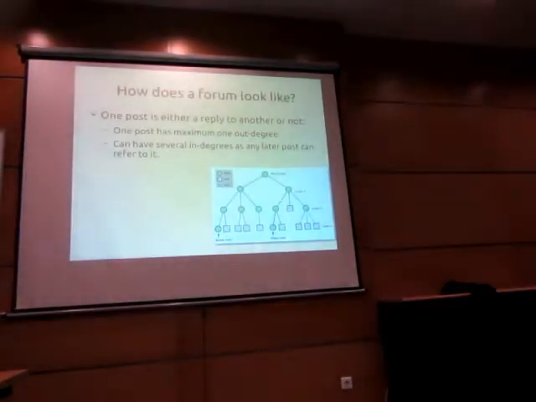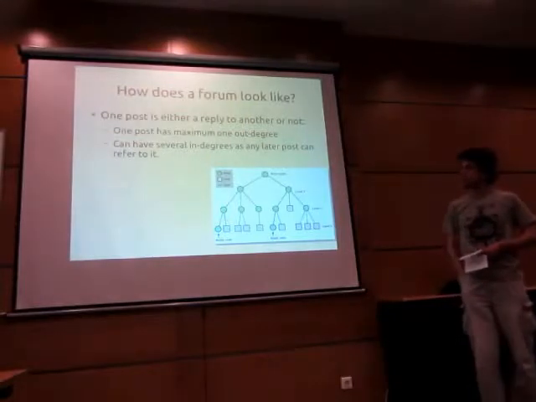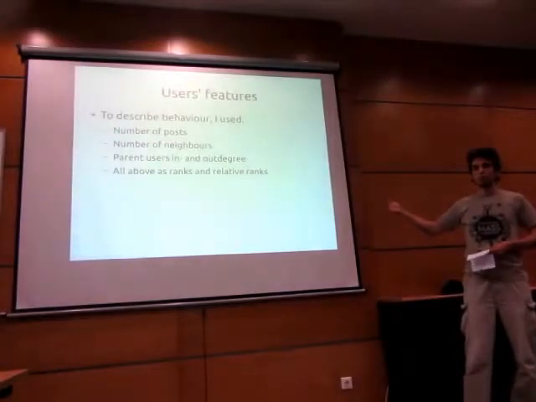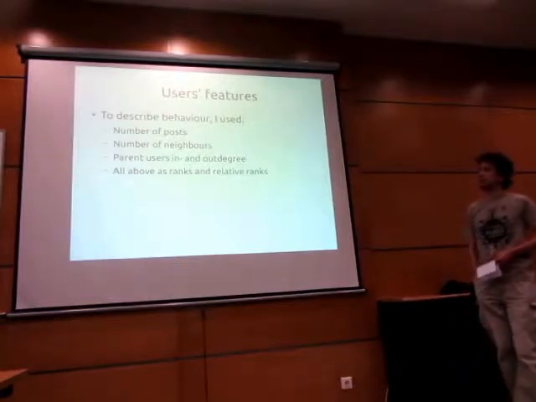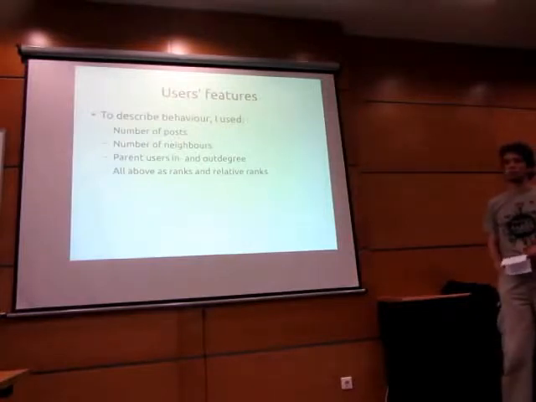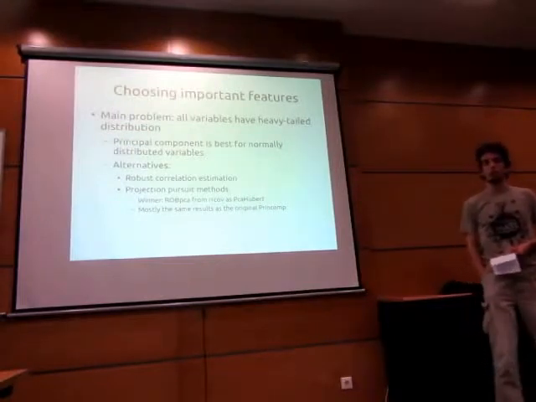This is what a thread looks like. A forum consists of many of these threads. This is just taken from the internet, so it's not exactly a good example, but one can see that there is a root node and child and parent nodes. Maybe if someone knows enough about tree graphs. The most important features were the number of neighbors and number of posts, which indicate activity, and the parent users' activity was another important feature of the users.